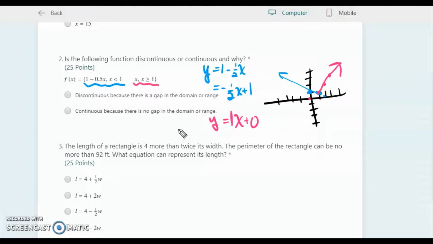So, is it continuous or is it discontinuous? Can I draw this whole graph without lifting my pencil? If I can, then it's continuous. If I cannot, it's discontinuous. Let's look at the next one.